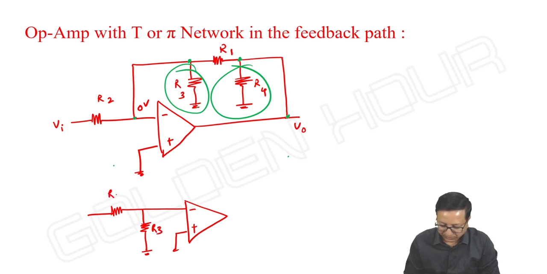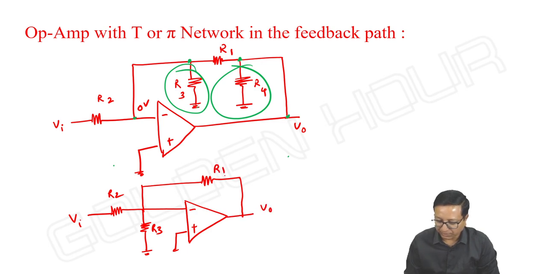R3, R2, VI. Anyway, R1 is between inverting input terminal and output, and R4 is from output to ground. See this.